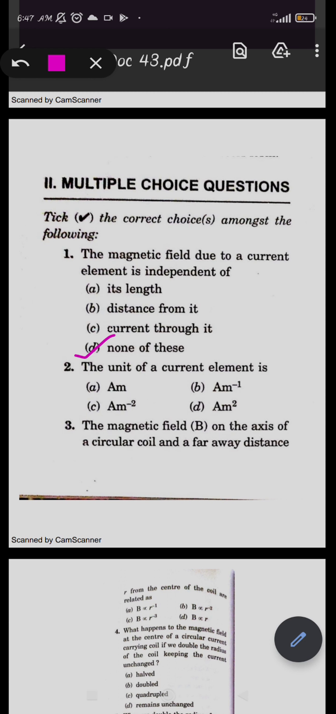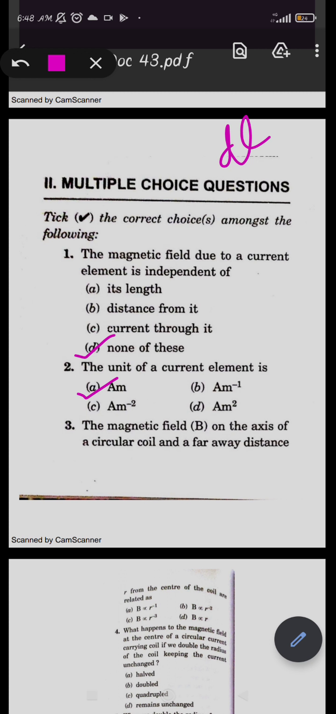The second one is the unit of current element, that is I dl. It can be given as mu naught upon 4 pi I dl sin theta upon r square, right? So we know that I dl cross r upon r cube. If you find out for the current element, it depends on the current and the length. So it is given as I times dl, and the unit is ampere meter. So the answer will be ampere meter.